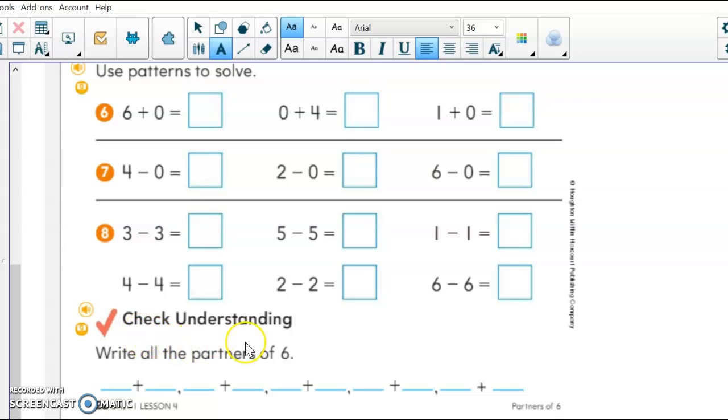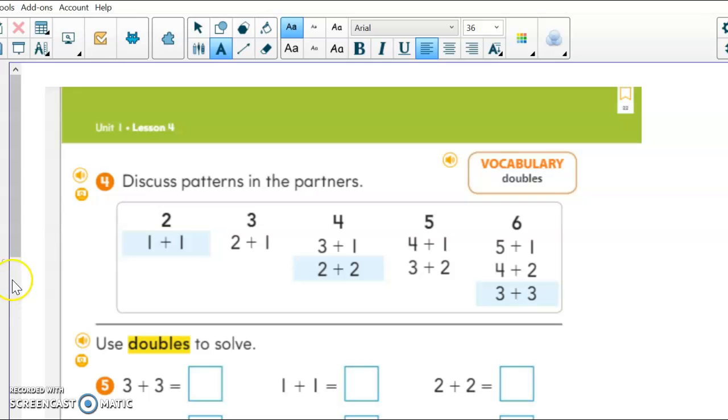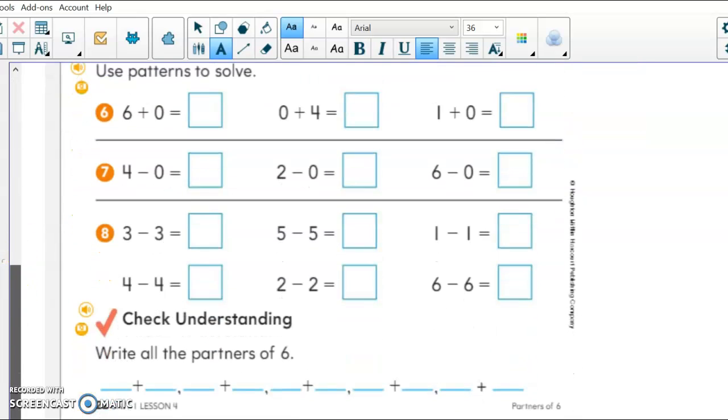Last part, checking understanding, would be writing all the partners of 6. Now do your best to complete that without checking, first graders. But if you have to go back and look, you can look at your drawing that you had earlier to get you going. All right. Think about starting with number 1, then moving on to 2, and follow those patterns that we've been working on. All right. Then if you could grab that homework for 1.4 and follow the same pattern.